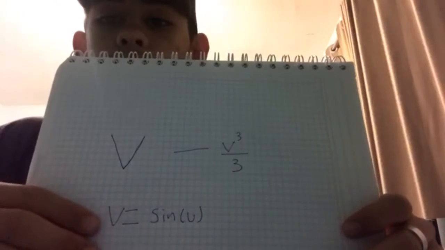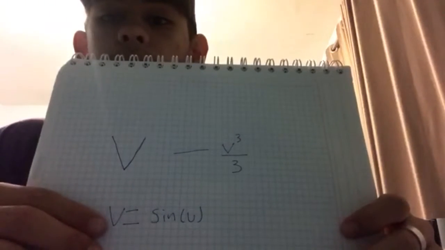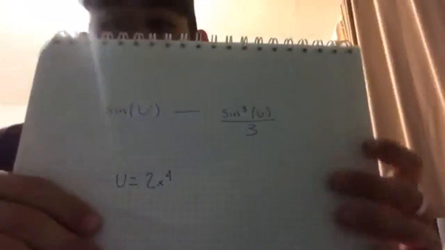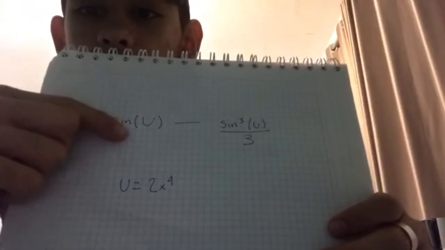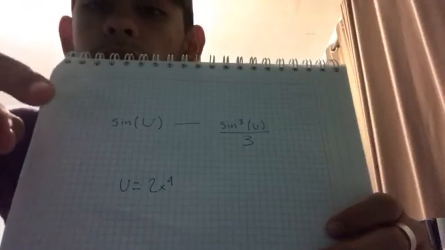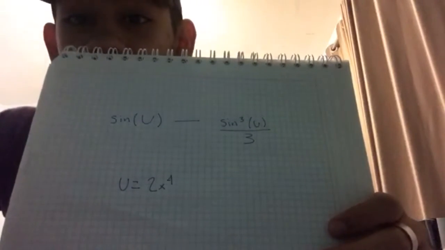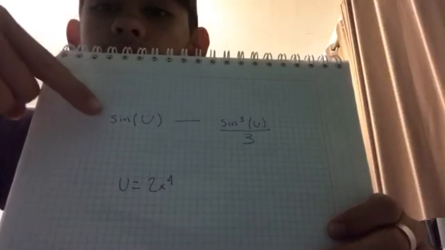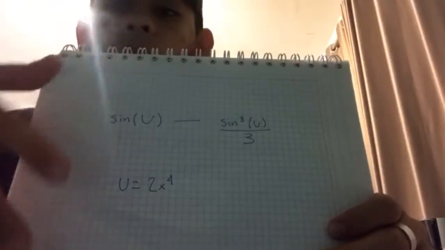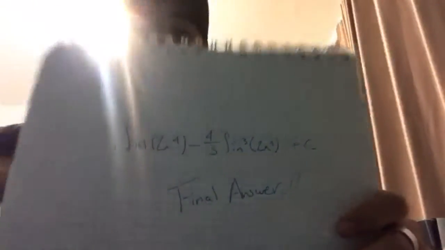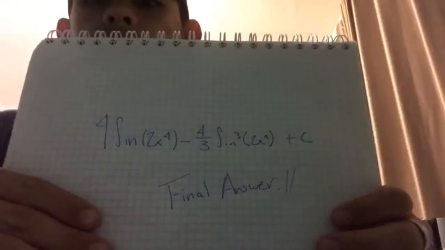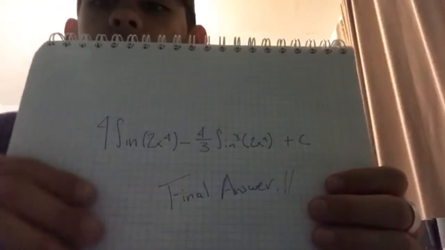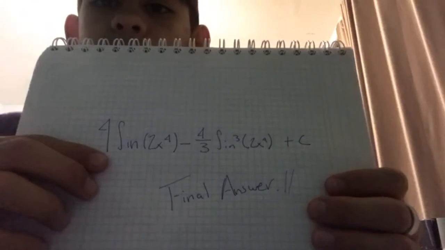So we need to remember that b equals sin u, so we can plug it in for b in the problem. In the next step, it will be sin of u minus sin cubed of u divided by 3. Then we need to remember that u equals 2x to the fourth. So then we can plug in the u, and it will be the final answer. And we need to remember that in the first steps, we took out the 4. So we are plugging in the 4 in the final answer.